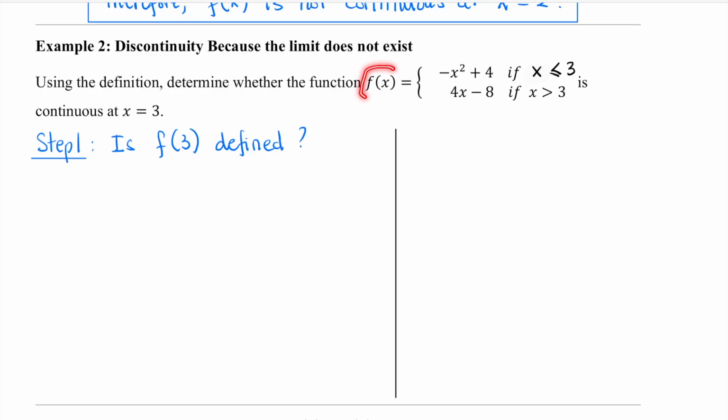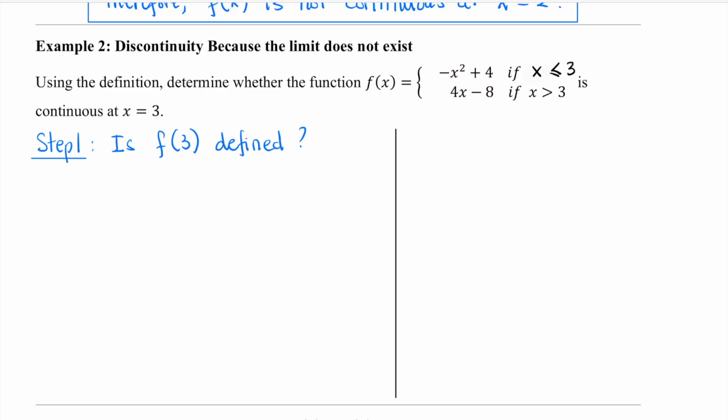This function f of x is a piecewise function. We have two different formulas. We will use negative x squared plus 4 if x is less than or equal to 3, and we will use 4x minus 8 if x is greater than 3. Now, I want x to be 3, so x is less than or equal to 3. I will use this formula, negative x squared plus 4.